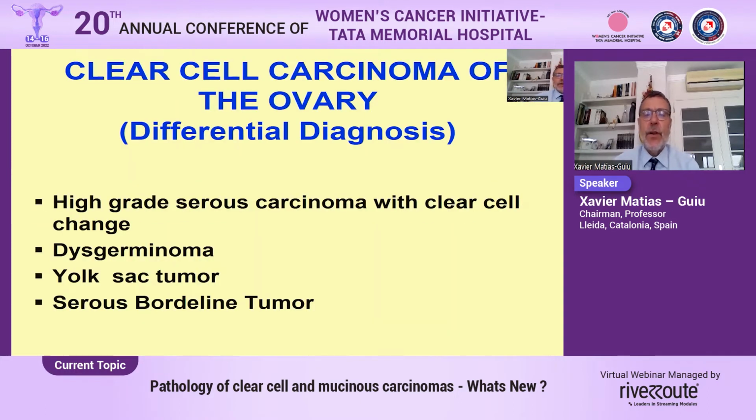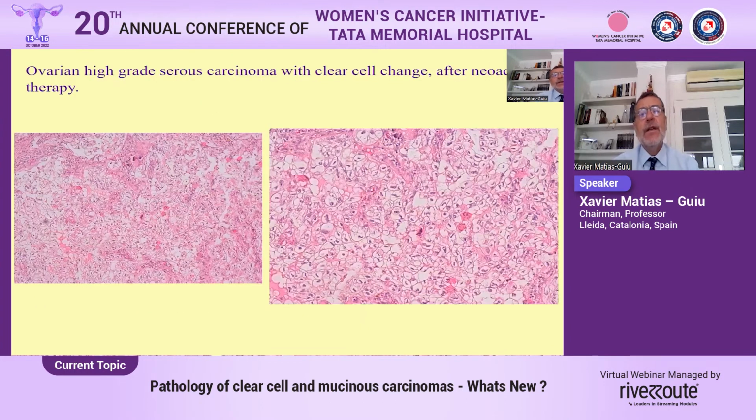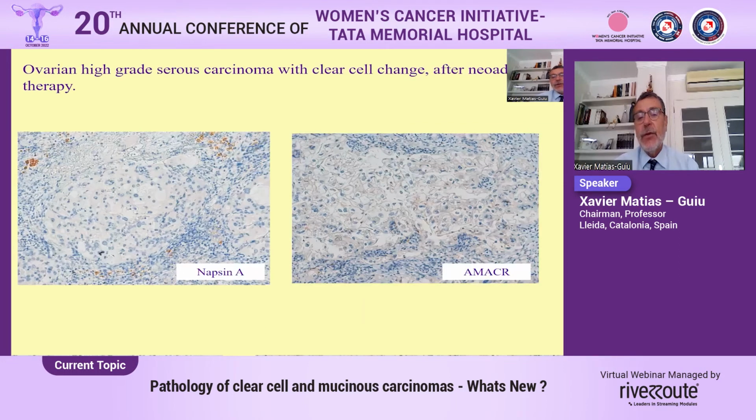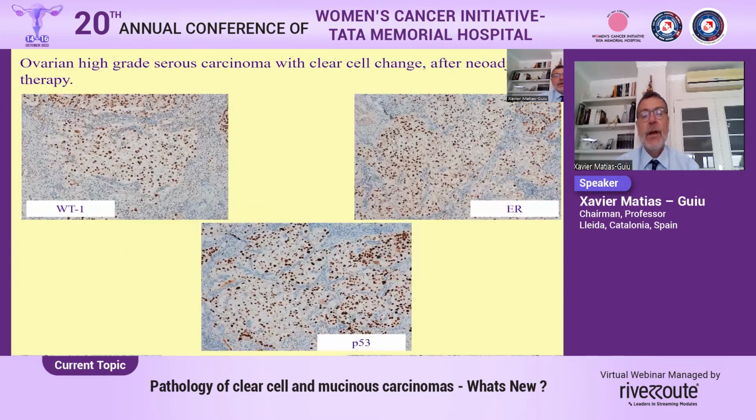Differential diagnosis of clear cell carcinoma is broad, but because I don't have too much time, I'm going to focus on high-grade serous carcinoma that after neoadjuvant therapy can have this prominent clear cell change, raising problems in differential diagnosis. This is a case in point. You see the tumor has clear cells, but it's negative for napsin A, for racemase, and strongly positive for WT1, estrogen receptor, and has a mutated pattern for p53.